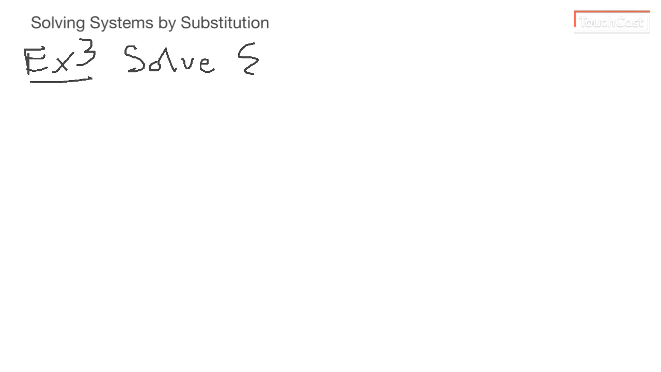is going to look like 2x plus y equals 5 and y equals x minus 4.